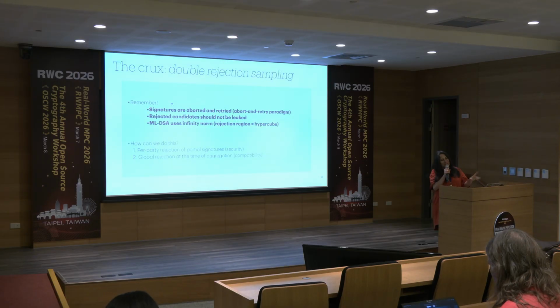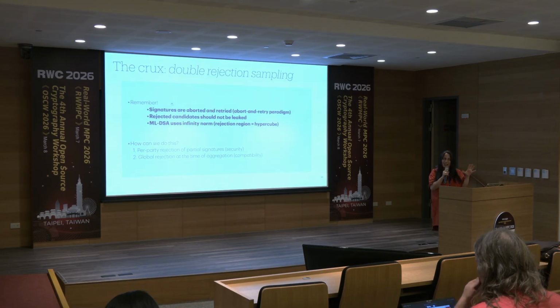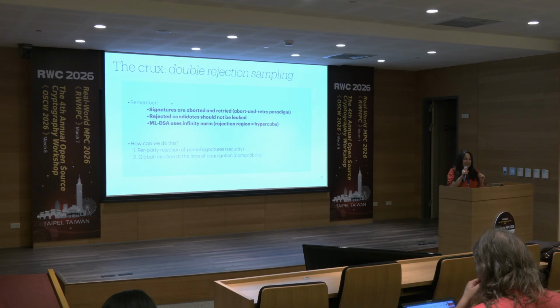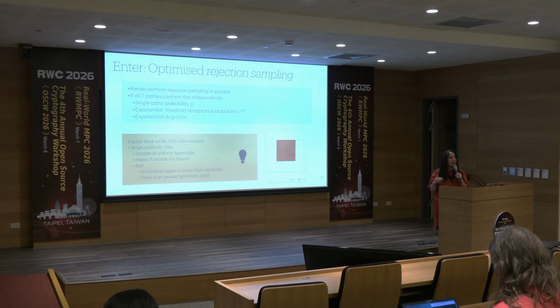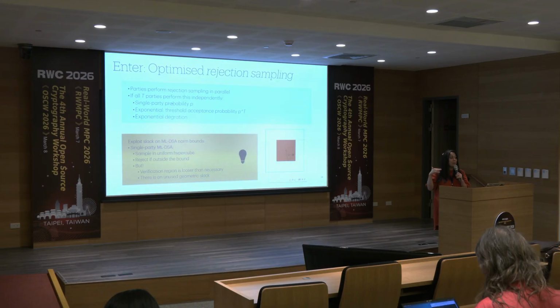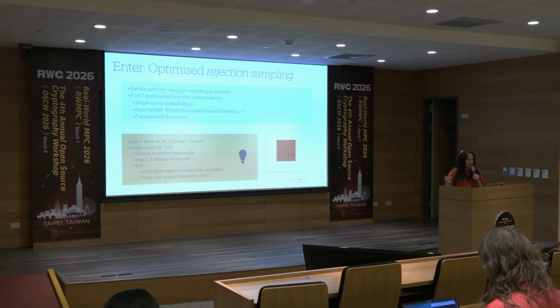Okay, so for the first 2 properties, which were practicability and compatibility, let's look again at rejection sampling, and for this, let's look a little bit at MLDSA's rejection sampling. MLDSA essentially uses what is called the infinity norm, which essentially means that the rejection region is a hypercube. But this is not great, because if you just do this in a threshold manner, it will be really inefficient and the probability of aborts will be too high. So we don't want to directly use the hypercube.